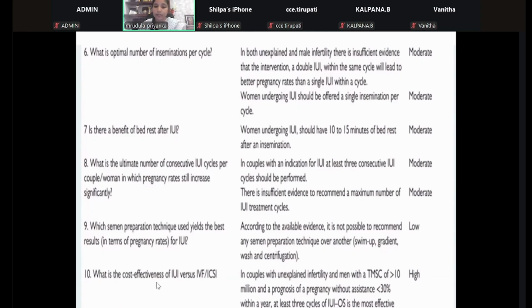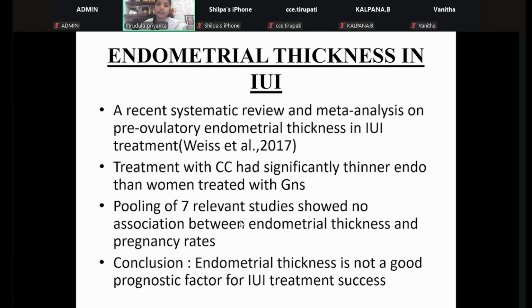Then, what is the cost effectiveness of IUI versus IVF ICSI in couples with unexplained infertility and in men with a total motile sperm concentration of more than 10 million? At least 3 cycles of IUI is the most effective option. So, then endometrial thickness in IUI.